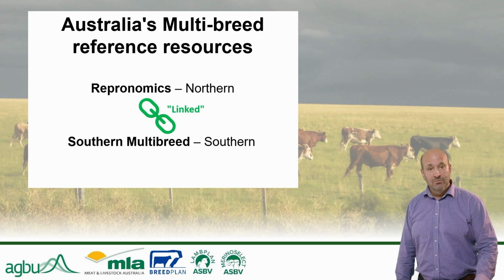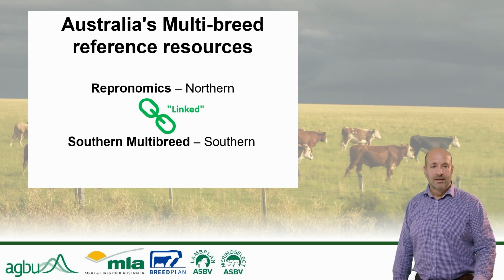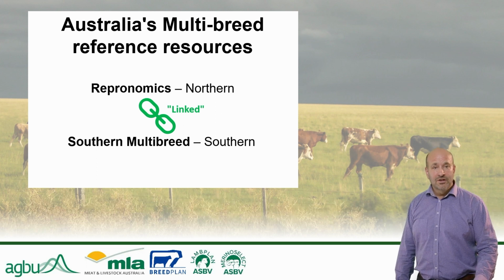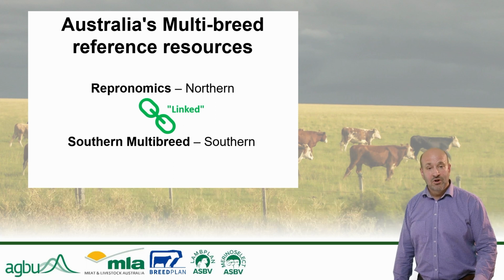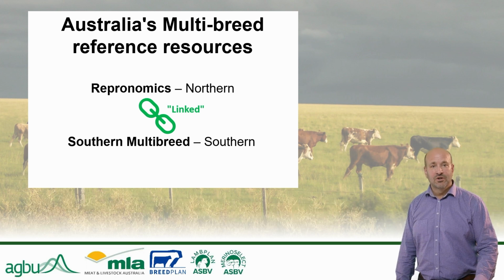The real holdup in multi-breed beef evaluations has historically been the data, this lack of direct comparisons between breeds. This is where the Repronomics project in the north and the southern multi-breed projects come in. In the north, Brahman, Santa Gertrudis, and Droughtmaster have been compared head-to-head across 3 properties. Similarly, the more recent southern multi-breed project is comparing Angus, Wagyu, Hereford, Charolais, Shorthorn, and Brahman across 5 New South Wales DPI sites. The Brahman being the design link between the northern and southern projects.